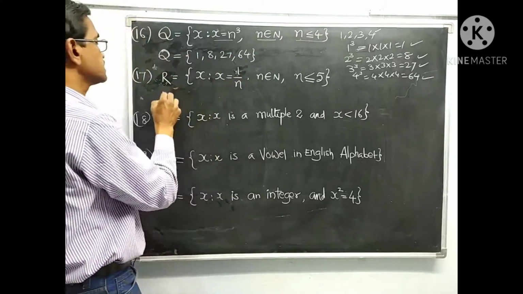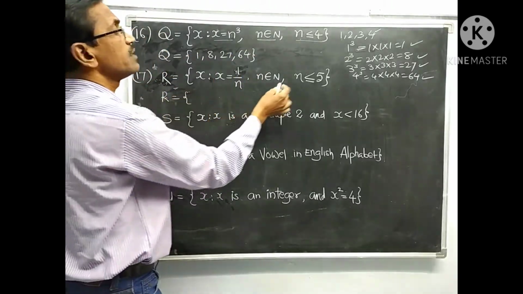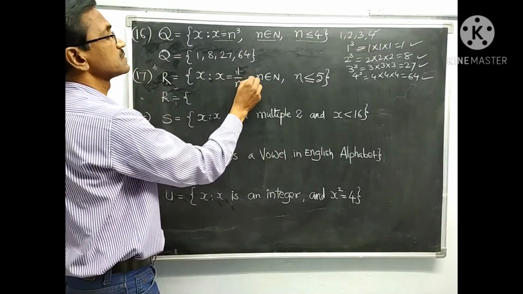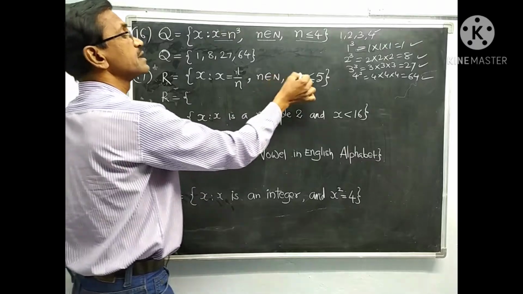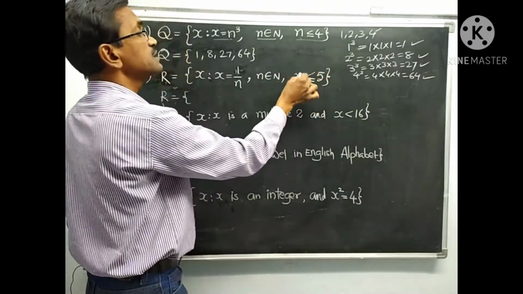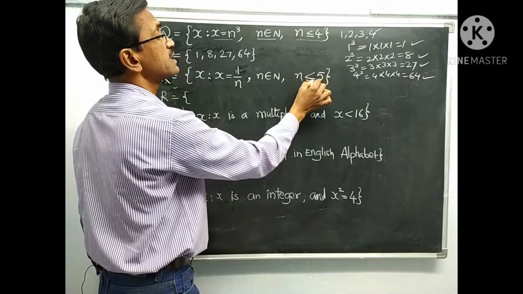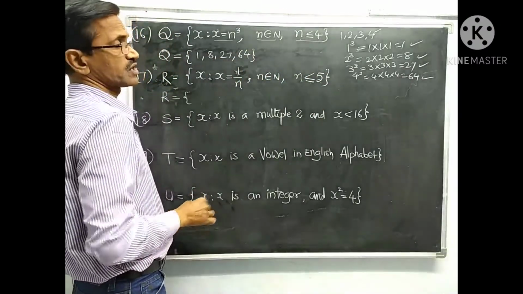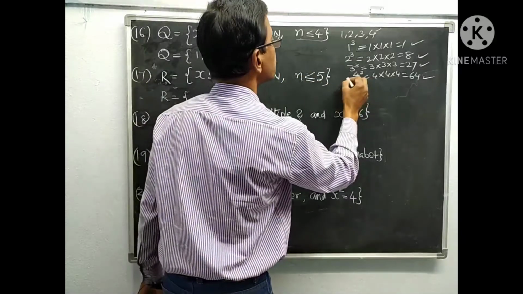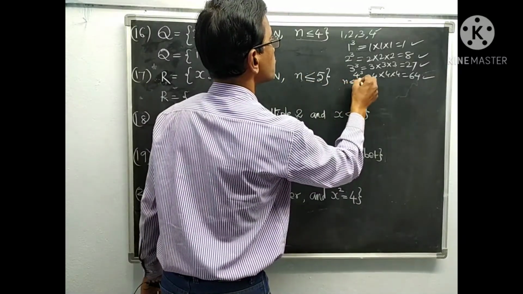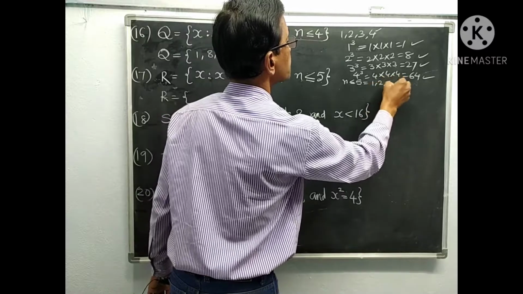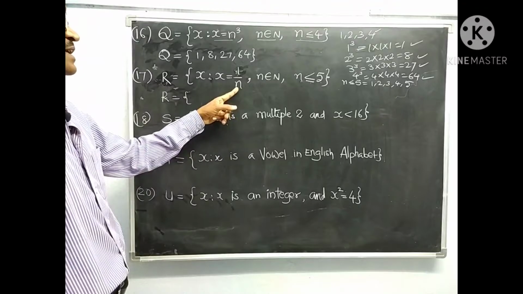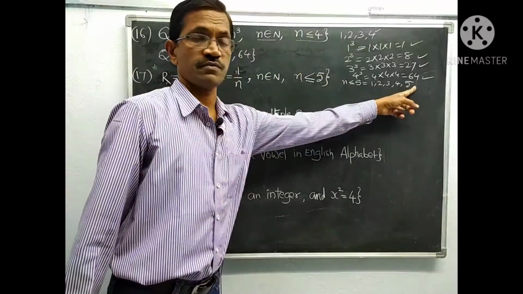Now here in this set, x such that x is equal to 1 by n, n belongs to N, n less than or equal to 5. N takes the values less than or equal to 5 from the natural number set. What are they? N less than or equal to 5 means 1, 2, 3, 4 and 5. So this n takes the values 1, 2, 3, 4, 5.